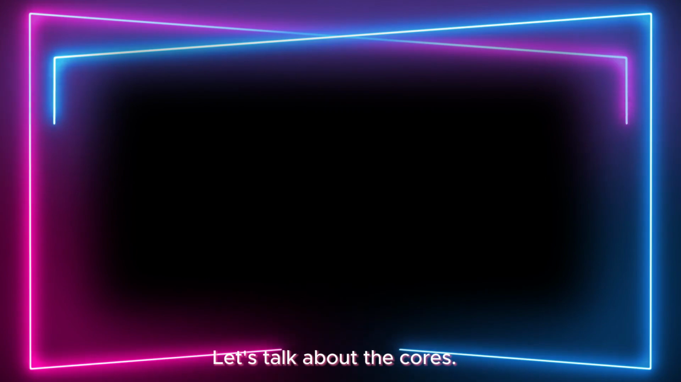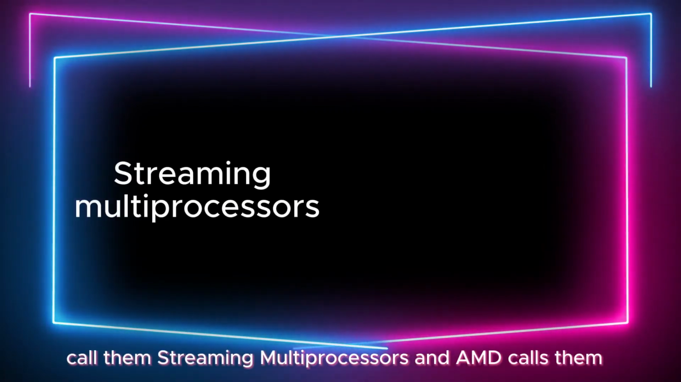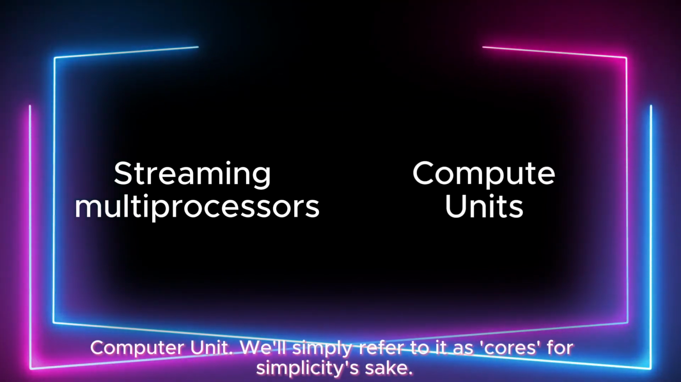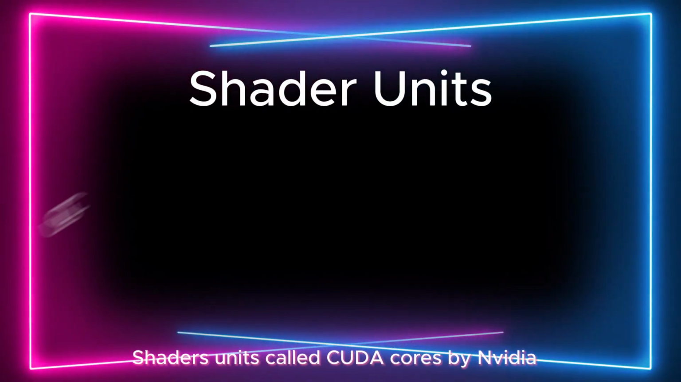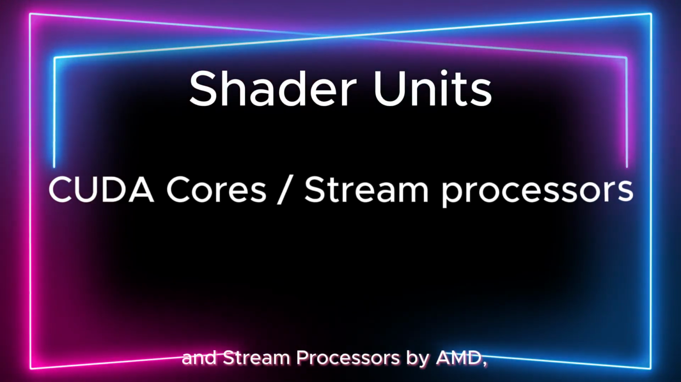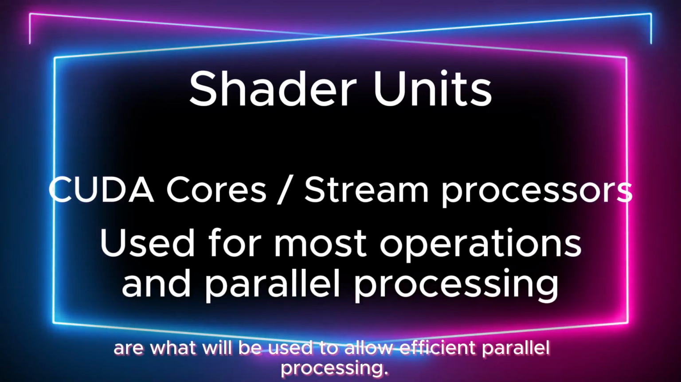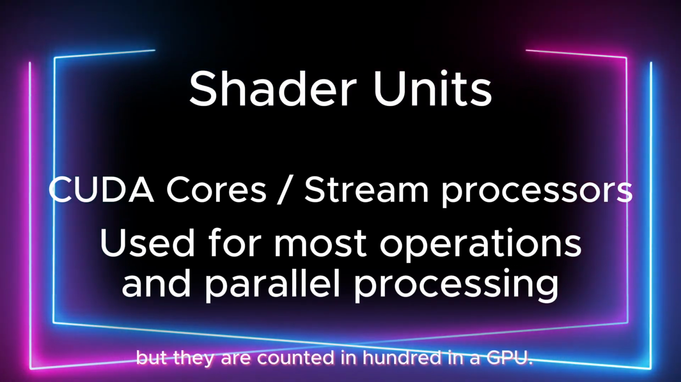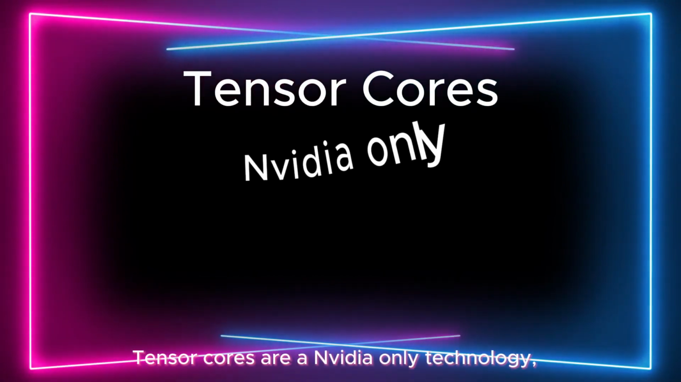Let's talk about the cores. There are two different names for the cores. NVIDIA calls them streaming multiprocessors and AMD calls them compute units. We'll simply refer to them as cores for simplicity's sake. Shader units, called CUDA cores by NVIDIA and stream processors by AMD, are what will be used to allow efficient parallel processing. They are the most comparable to a CPU core, but they are counted in the hundreds in a GPU. Tensor cores are NVIDIA-only technology.